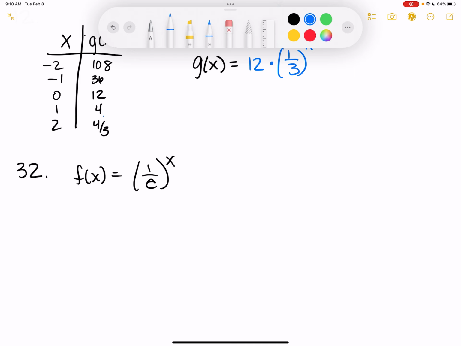Okay, it's just decay and we'll stick with that. Okay, it's decay because this is less than 1. I'm still confused.